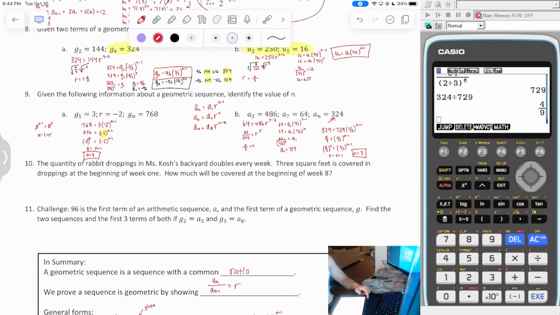The quantity of rabbit droppings in Miss Cautious' backyard doubles every week. 3 square feet is covered in droppings at the beginning of week 1. How much will be covered at the beginning of week 8?